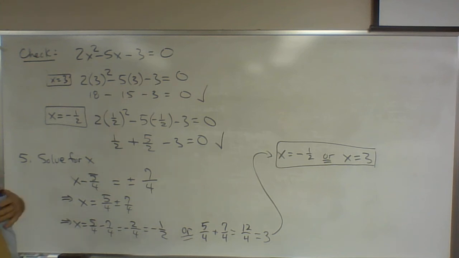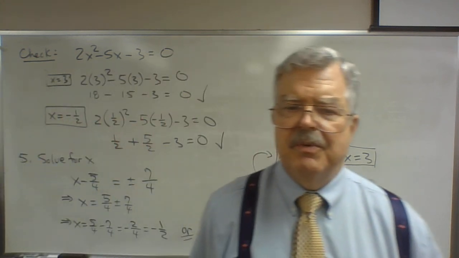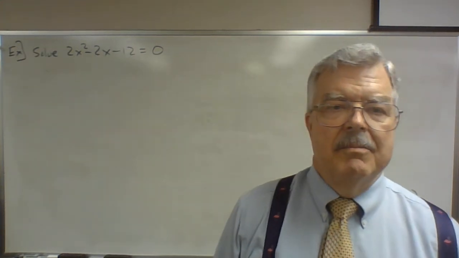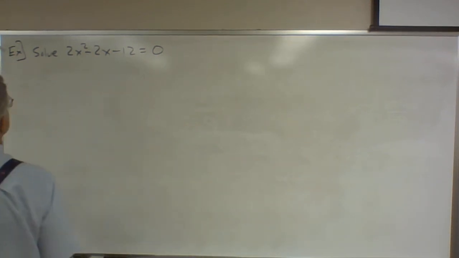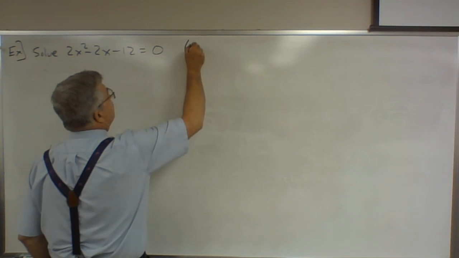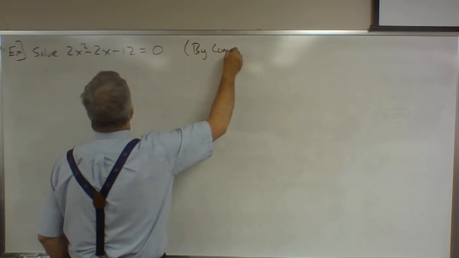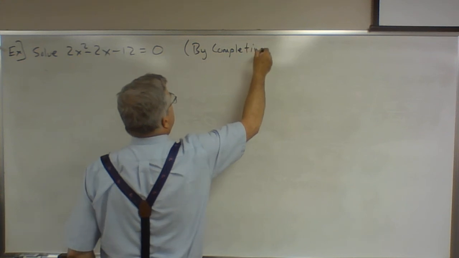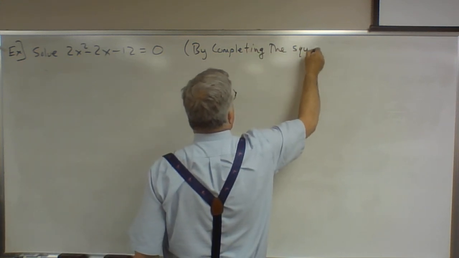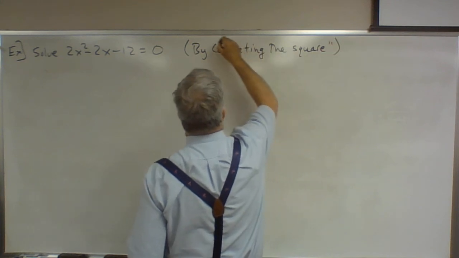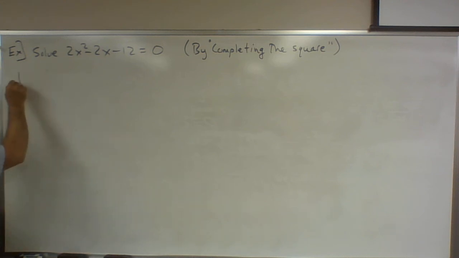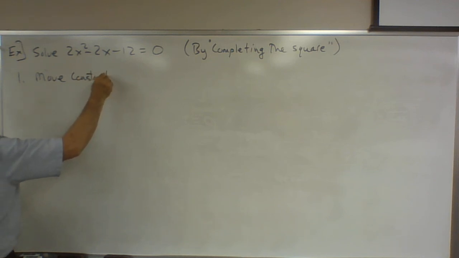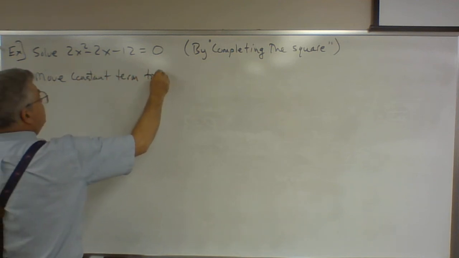Well, I'll tell you what, that was kind of a nasty example. Let's do another one. One more example. This is a little bit nicer than the last one. But we're going to complete the square. So the first thing we do, we move the constant term to the right side.